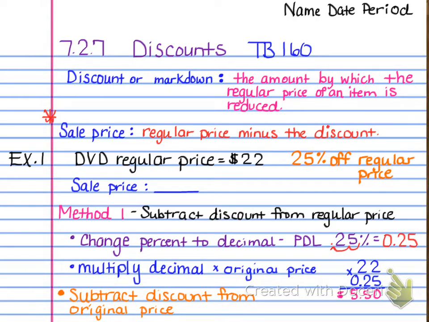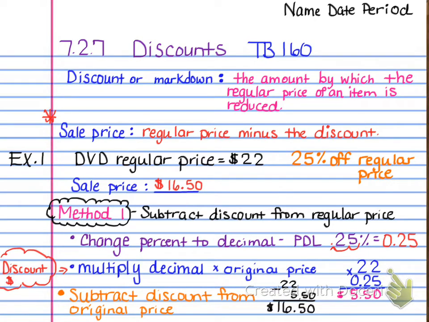So in method 2, I'm going to show you a little bit easier way to do this. But right now, you need to take the $5.50 and subtract it from the original price. So you have 22 minus $5.50, and that should be $16.50. And again, you want to add that little bubble there that says discount dollars. Basically what that means is the discount in the dollar amount. So there's the discount as a percentage, and then there's the discount as the dollar amount.